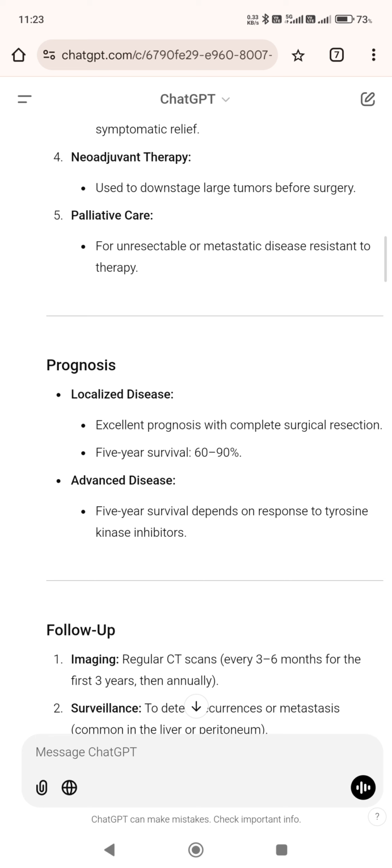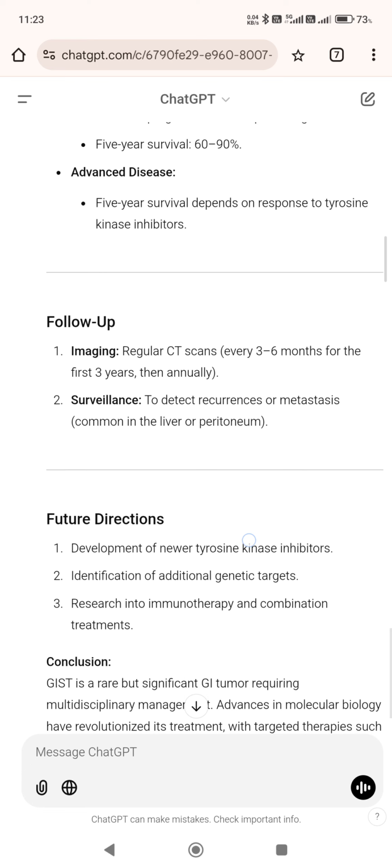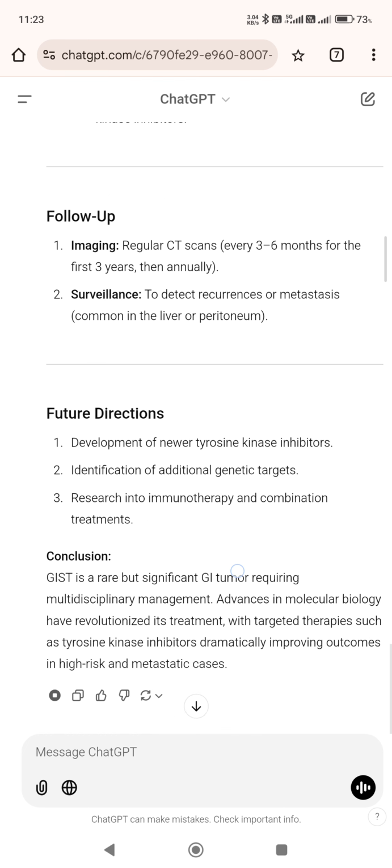Prognosis. Localized disease has an excellent prognosis with complete surgical resection. 5-year survival, 60 to 90%. In advanced disease, 5-year survival depends on response to tyrosine kinase inhibitors. Follow-up: 1. Imaging, regular CT scans every 3 to 6 months for the first 3 years, then annually. 2. Surveillance to detect recurrences or metastasis, common in the liver or peritoneum.